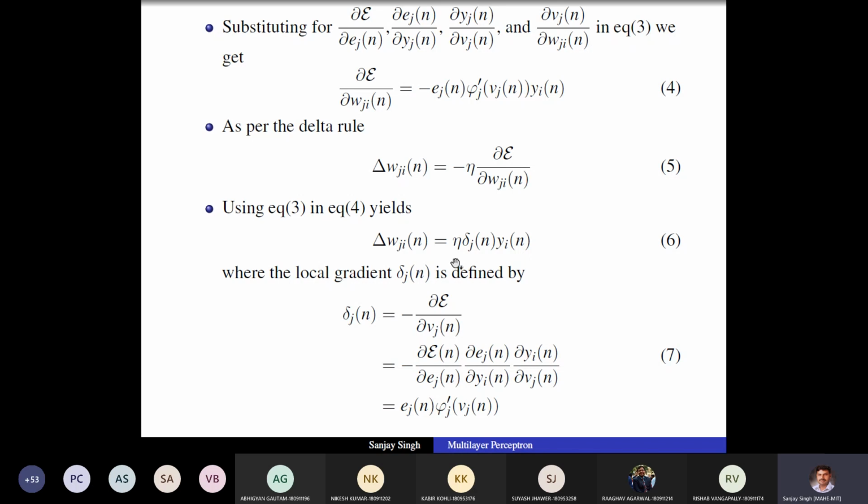So I can say that the change in synaptic weight is directly proportional, if I take this as a proportionality constant, which is nothing but the learning rate. So we can say that the change in synaptic weight is directly proportional to the product of the local gradient for the jth neuron multiplied by the input to that particular neuron. Okay. Any doubts here? Do you have any doubt here?